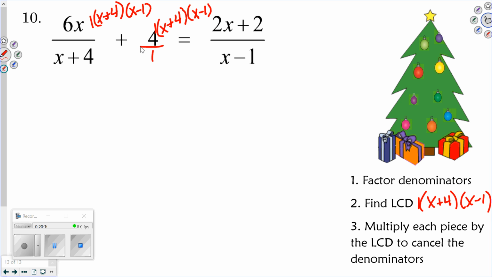If you want the 1, you can write the 1. It's not really necessary because if you multiply by 1, it doesn't change anything. We do that so that they cancel my denominators. So I'm going to cancel the x plus 4s. If I multiply 6x times 1, I get 6x, and then that's what gets distributed here. So 6x squared minus 6x.